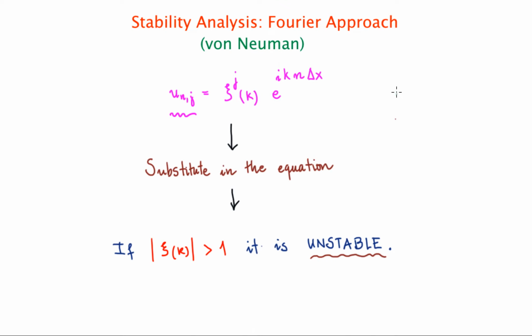So the recipe is as simple as this. Once you have the finite difference representation of the method, you substitute the u function by this expression and check if the modulus of this eta function is bigger than 1 or not. If it's bigger than 1, it's going to be unstable.